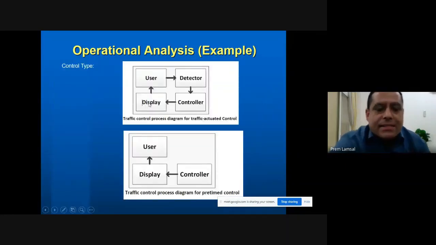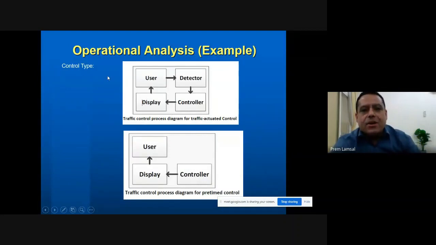So in this slide, I will quickly give the control type. We can customize this in Synchro. Normally, there are 2 types of control we can have in Synchro. One is traffic actuated control type.